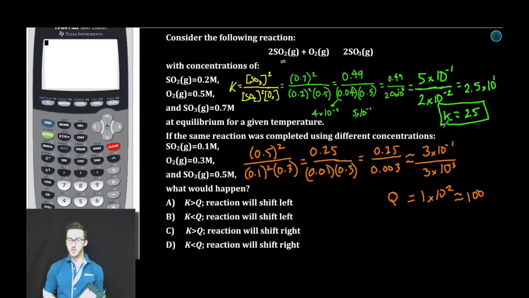So now we're going to compare K and Q. Do it alphabetically. Q is larger than K. So use the little arrow to help you decide which direction the reaction will shift. It's pointing to the left. It's going to shift back to the left to establish equilibrium. So K is less than Q, the reaction will shift left. Answer choice B. Done.